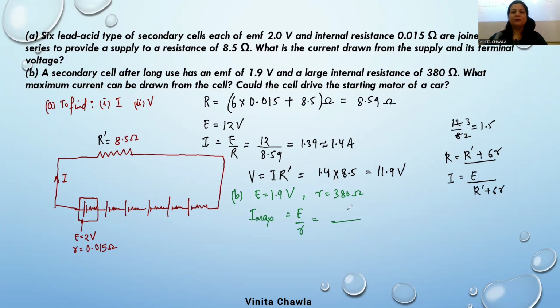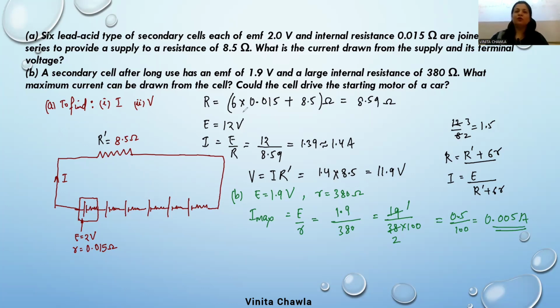E is 1.9 in this case, and internal resistance is given, it is 380. Now you can see 19. When you multiply 19 by 2, you get 38. You can write it like this: 19 upon 38 into 100. 19 ones are 19, 19 twos are 38. It's 0.5 upon 100. So you write 0.005 ampere. This is the maximum current.